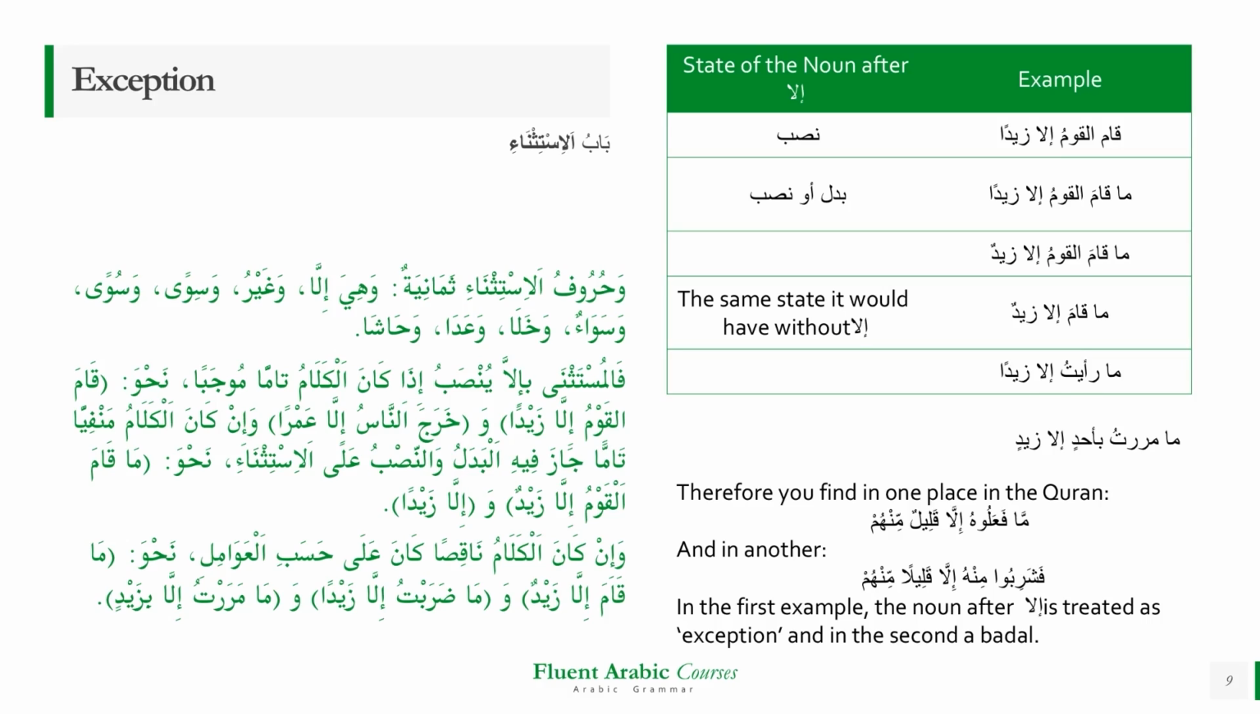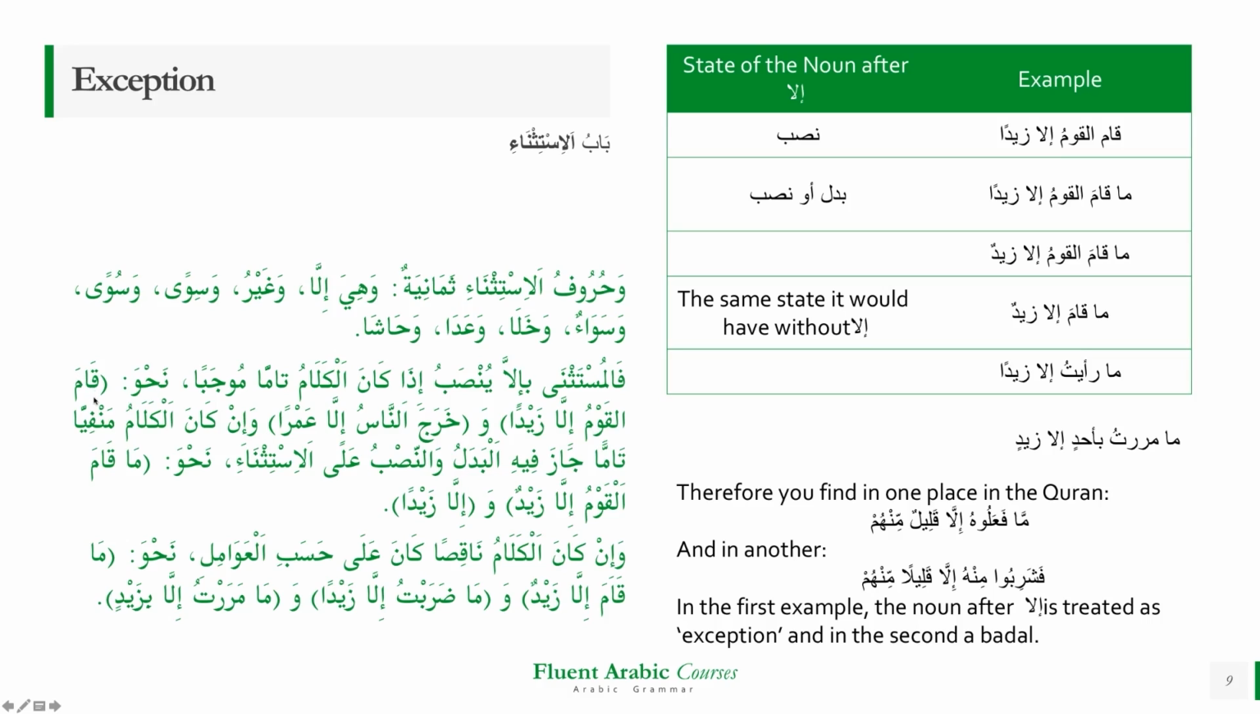فالمستثنى بإلا ينصب إذا كان الكلام تاما موجبا. So now we are going to talk about the most common form of exception, and that is the particle إلا. فالمستثنى بإلا ينصب إذا كان الكلام تاما موجبا. The exception with إلا, it takes the word after إلا, it takes the state of nasb if it comes after a complete sentence. نحو قام القوم إلا زيدا.